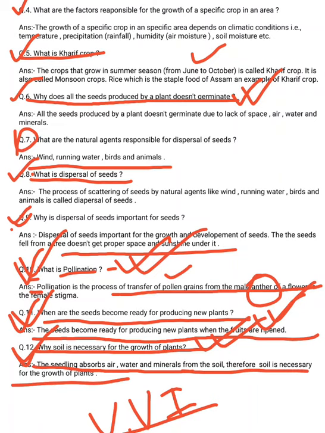A seedling gets food from the cotyledon at first. When the food in the cotyledon is used up, the seedling then takes air, water and minerals from the soil. That is, the seedling absorbs air, water and minerals from the soil. Therefore, soil is necessary for the growth of plants.